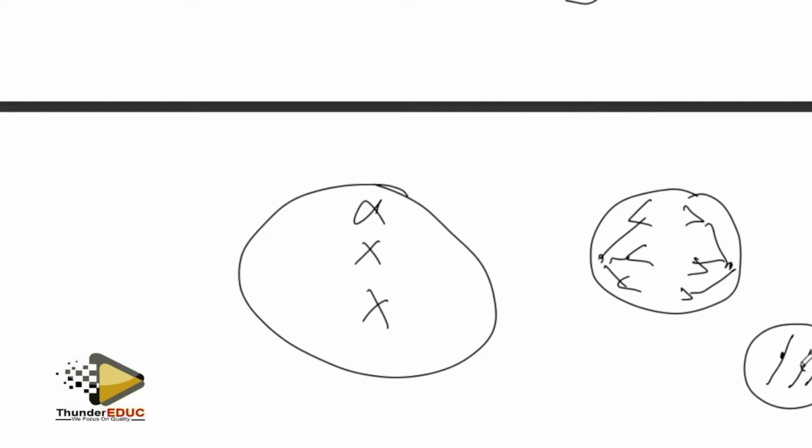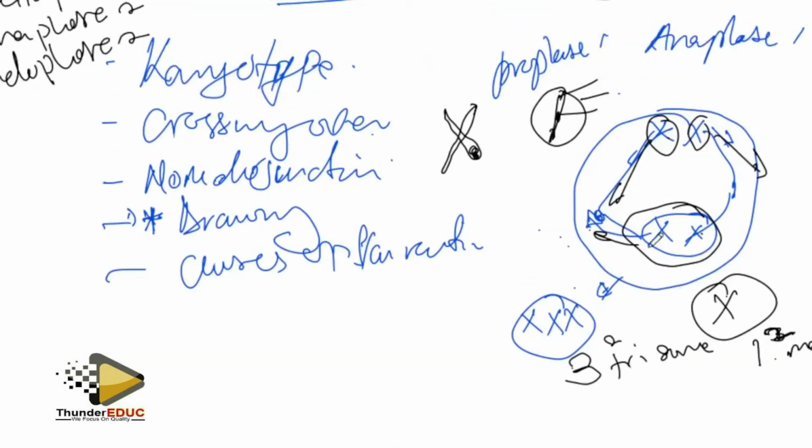The moment they reach the pole in telophase, it becomes what? It becomes an unreplicated chromosome. Don't call them chromatids. Let's go back to this last question of meiosis. Then we conclude it.